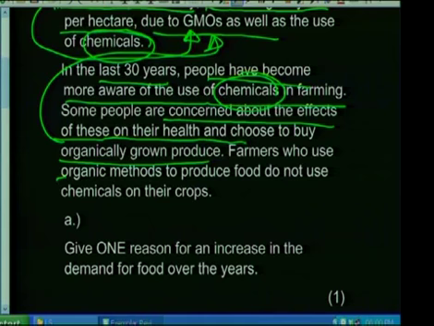Farmers who use organic methods to produce food do not use chemicals on their crops. In other words, they're not stimulating the crops to grow faster. They're not stimulating the crops to get bigger and better and drought resistant, etc. They're going the hardcore natural way, letting nature take its course on these crops. So they're not interfering in any way in the production of this crop.